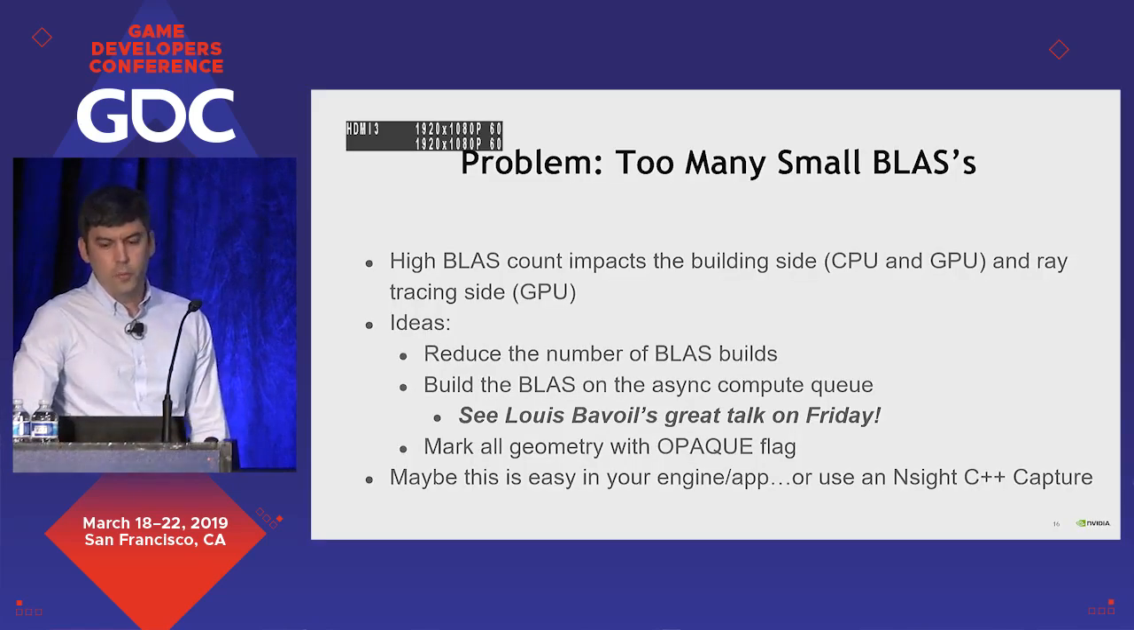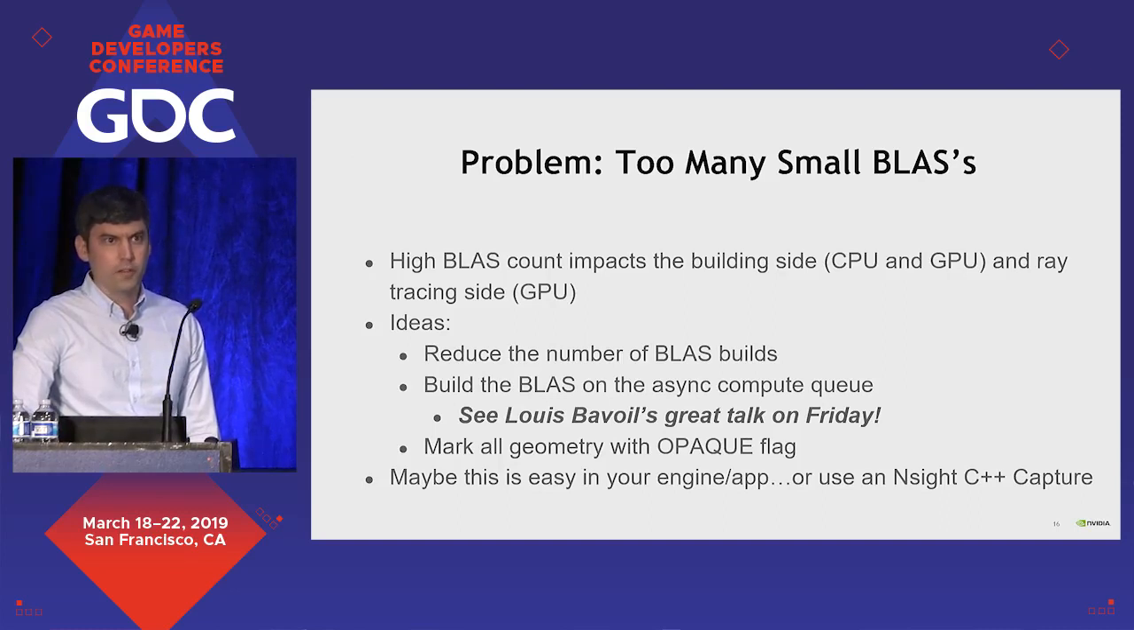Okay, so one thing that we know from driver folks and dev tech is that a high number of bottom level structures impacts both the building side on the GPU and the CPU, as well as the ray tracing side. Basically the traversal operations the GPU has to do will tend to be more complicated and less efficient if you don't give the driver larger batches of geometry in the first place. So our goal is to reduce the number of BLAS builds.